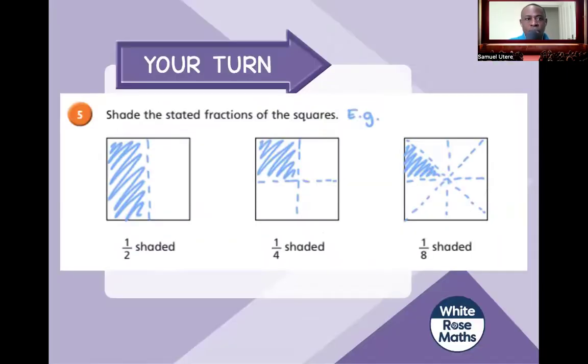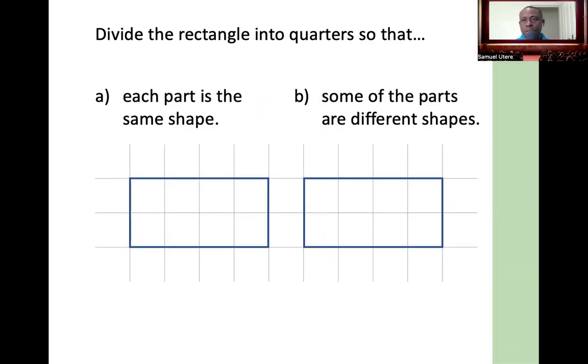All right, let's do some new learning. Well done for practicing what you learned in the first part of the lesson. Now, if we divide the rectangle into quarters so that each part is the same shape, what would we do? And then for B, you were asked, some of the parts become different shapes. What I want you to take note of are these parts.